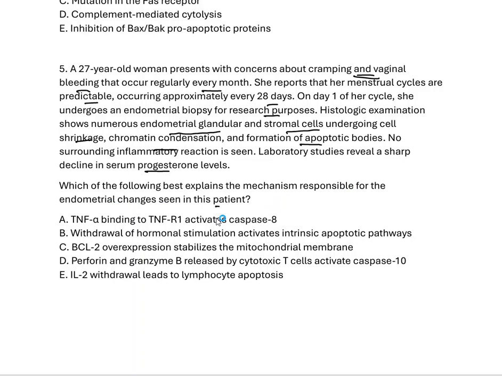So like we mentioned earlier, the monthly menstruation is also an example of what? Apoptosis, right? It's actually a physiologic apoptosis. So the best answer there will be B. So withdrawal of hormonal stimulation. So we're withdrawing the progesterone. Because the progesterone is falling and is unable to keep increasing the secretion during the secretory phase of the endometrial cycle. So because of this loss of progesterone stimulation, that activates what? Intrinsic apoptosis pathway, thereby leading to shedding of the endometrium. And guys, we've come to the end of today's lecture.